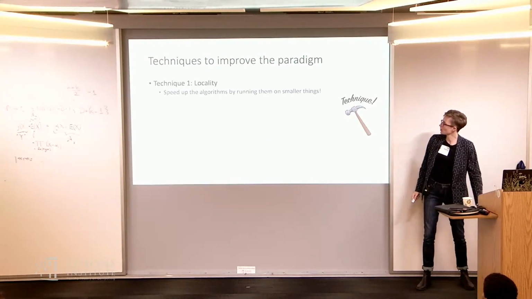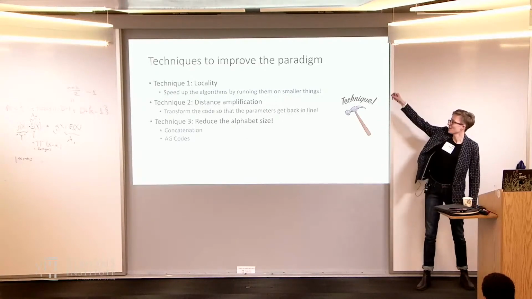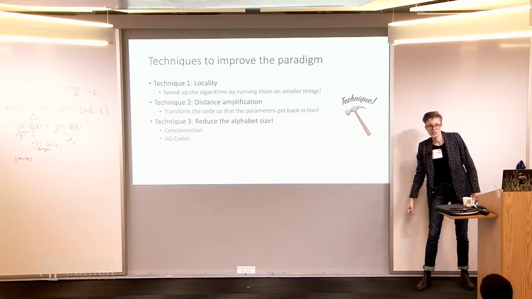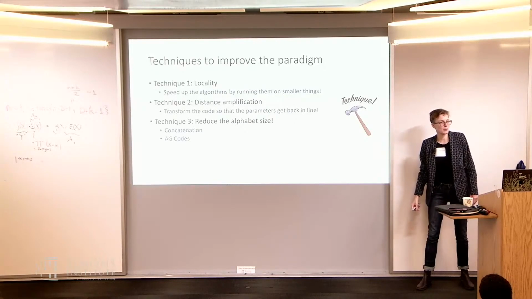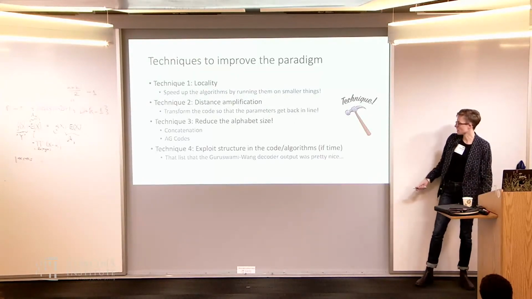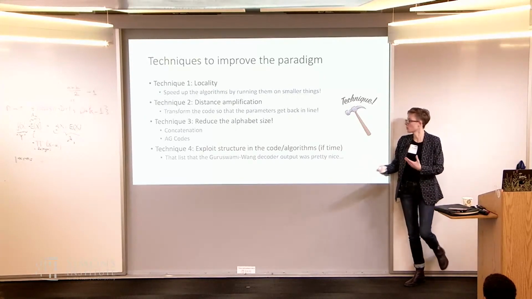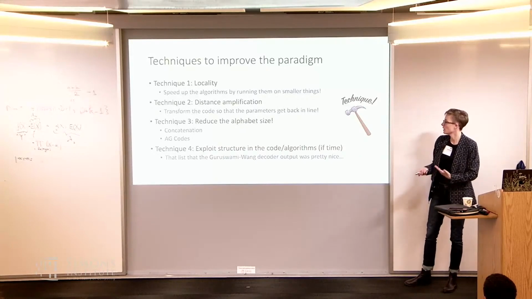Technique 1 is locality, technique 2 is distance amplification, technique 3 is reduce the alphabet size. And we saw that you can apply all of these together to get very good results on paper, but there are a lot of open questions when it comes to making these actually practical. And then technique 4 is we can also additionally exploit some structure in the codes or the algorithm.